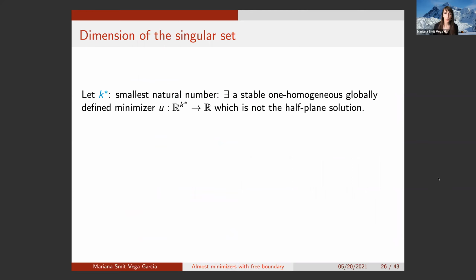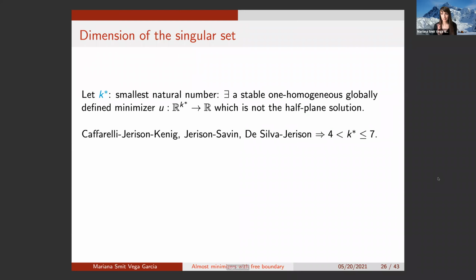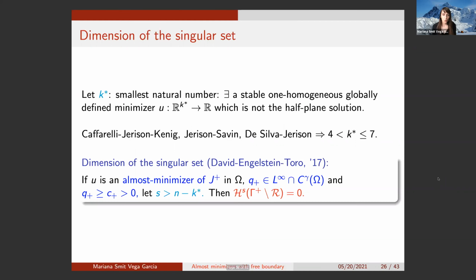They were also able to say more. So here, K star is our, let's say, threshold dimension as before. That's the smallest natural number for which we have a stable, one homogeneous, globally defined minimizer, which is not a half-plane solution. And if we think about the works of Caffarelli, Jerison, and Kenig, Jerison and Savin, and De Silva and Savin, we do know that this dimension is between 4 and 7. So they were able to show that if our q plus function is Hölder, bounded away from 0, if you have a number s larger than our dimension minus the critical dimension, then the H^s measure of the singular set will be 0. So as we expected, this takes into account the information we have about that threshold dimension.